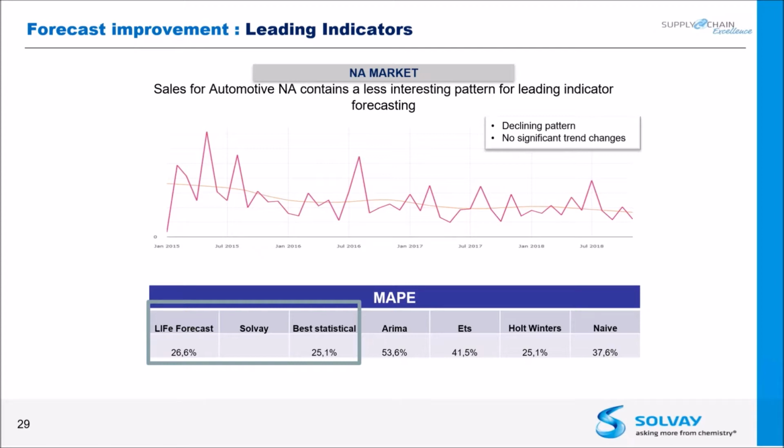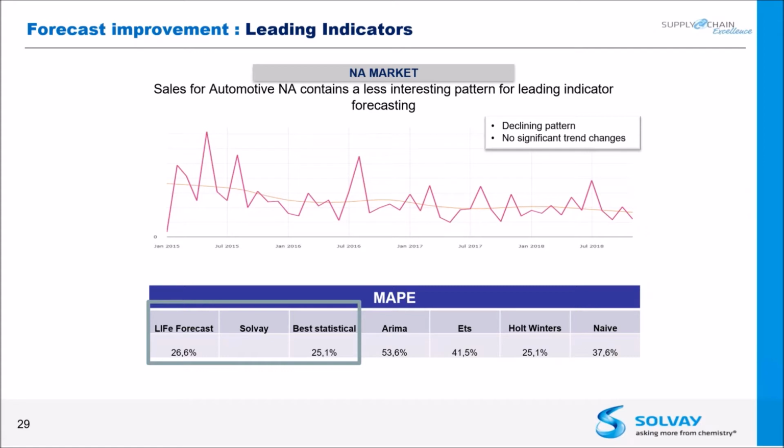Now, if we look at the North American market, there we observe that leading indicators were not as conclusive as for the European market. And the explanation for that is that when you have removed events and seasonality, you see a rather flat demand pattern. And so the conclusion is that the classical statistical forecasting methods are delivering also good results.